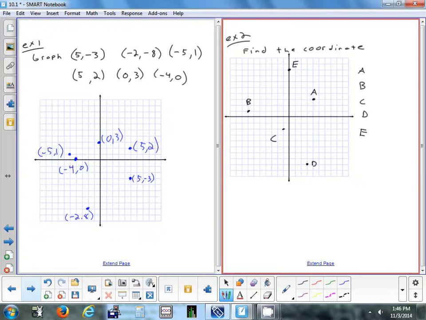All right, let's try the reverse of that. This time I've given you some points that are already graphed, and I want you to find the coordinates. The grid might be a little hard to see from your seat, but it's the same grid that's on your paper. Ben, what are the coordinates of A?